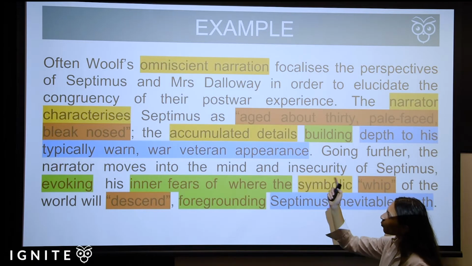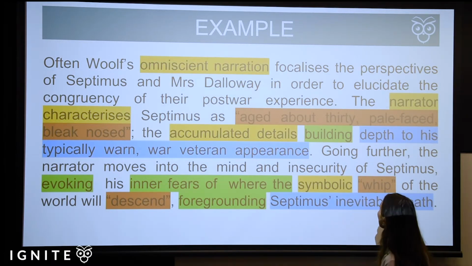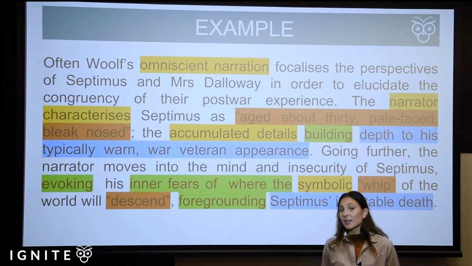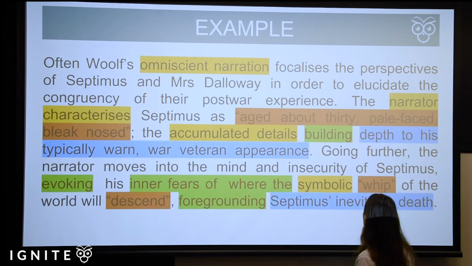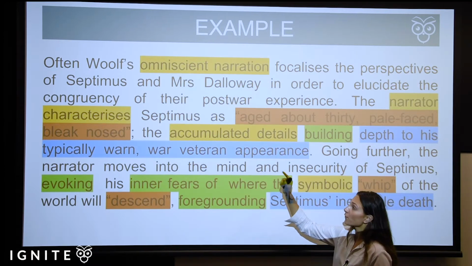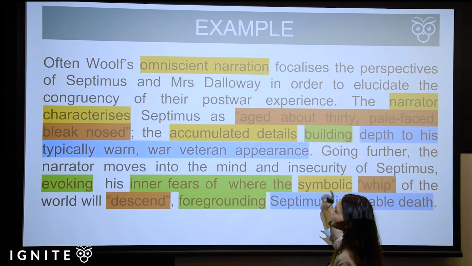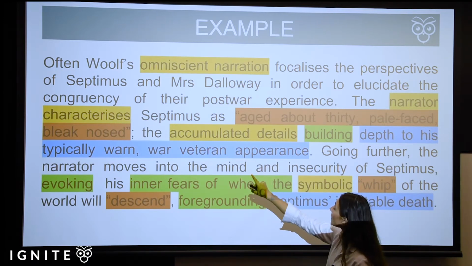Okay, so often Woolf's omniscient narration focalizes the perspectives of Septimus and Mrs. Dalloway in order to elucidate the congruency of their post-war experience. So before launching into the characterization, I've said it's our omniscient narrator, another aspect of the text form, which actually frames this characterization. The narrator characterizes, there's my explicit labeling of the formal aspect, characterizes Septimus as aged, about 30, pale-faced and bleak-nosed. The accumulated details.